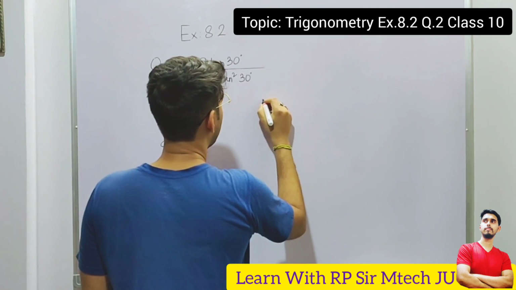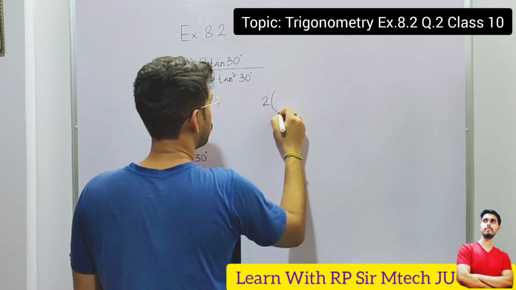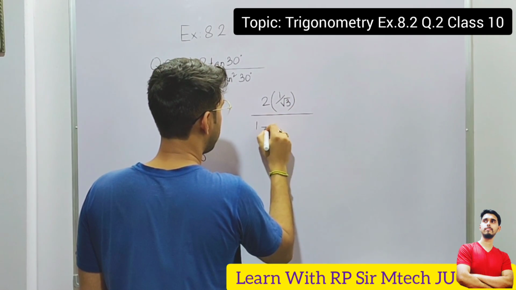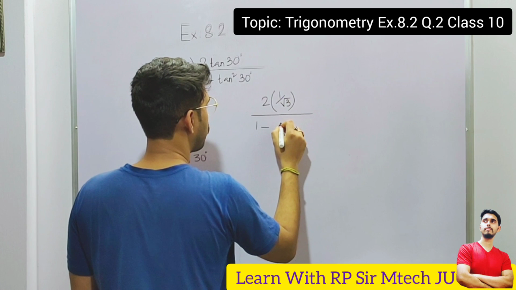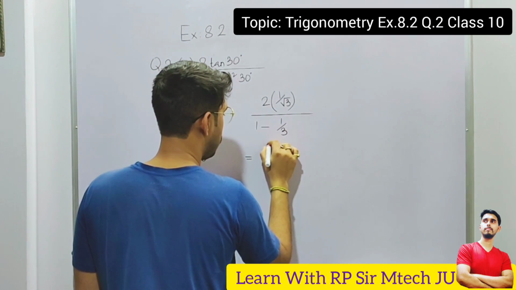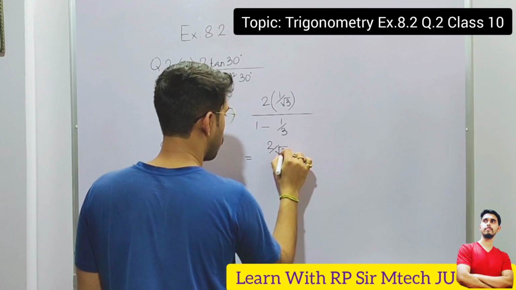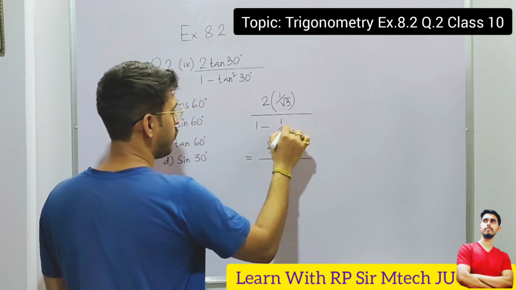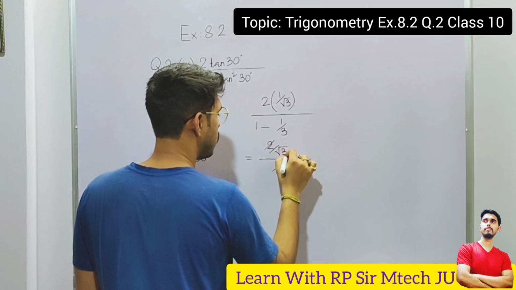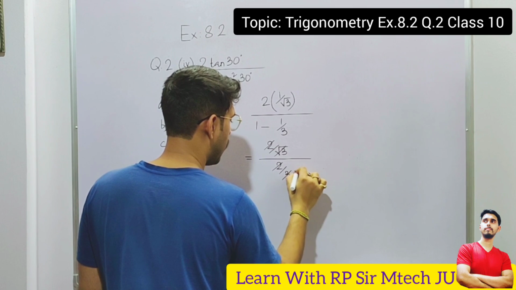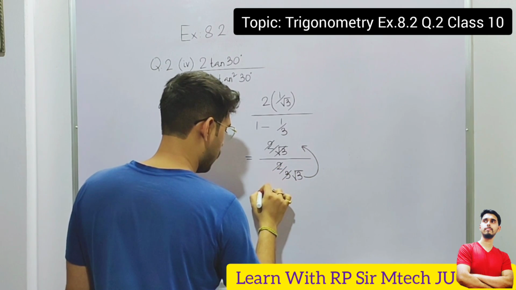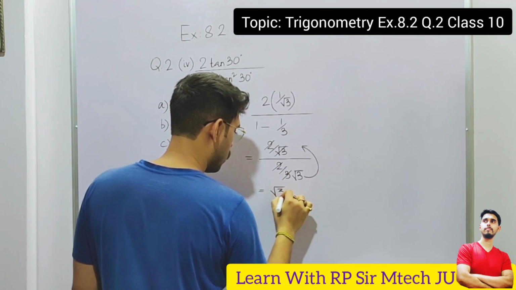So the system is exactly the same, only the values might be different. First of all, 2 tan 30 means 2 upon root 3, divided by 1 minus tan square 30, which is 1 upon root 3 whole square, which is 1 upon 3. So the final value will be 2 by root 3 in the numerator, and in the denominator we will have 3 minus 1 over 3, which is 2 by 3. So this 2 and this 2 get cancelled, this root 3 and this 3 get cancelled, and root 3 will form here. Finally this root 3 will go up, and we get the answer as only root 3.